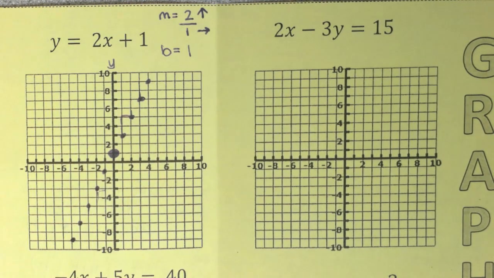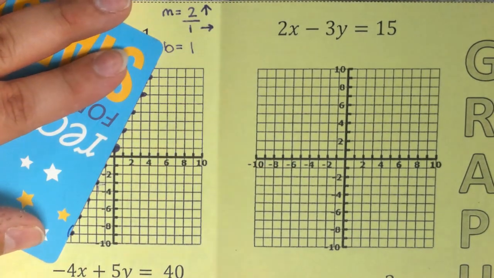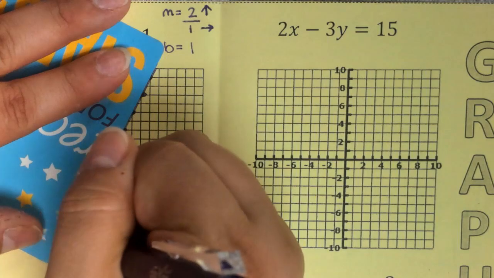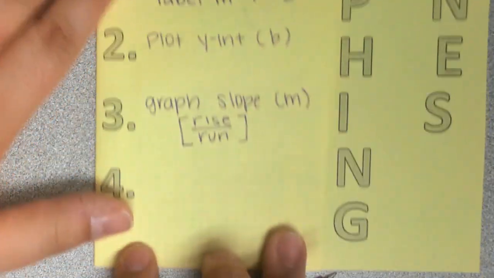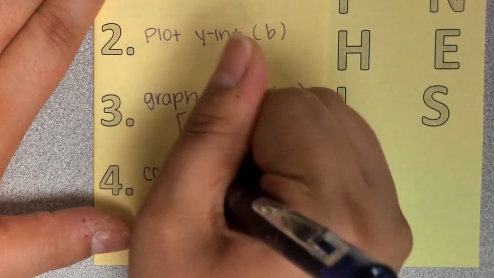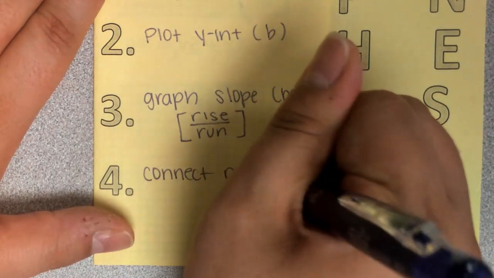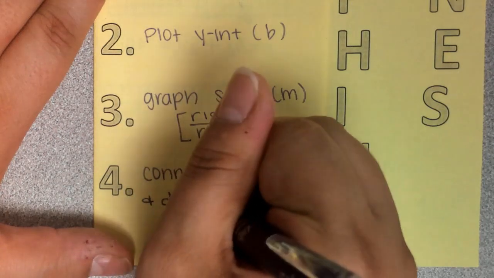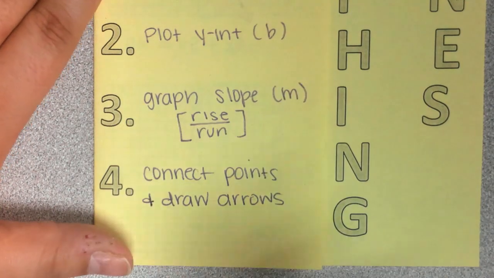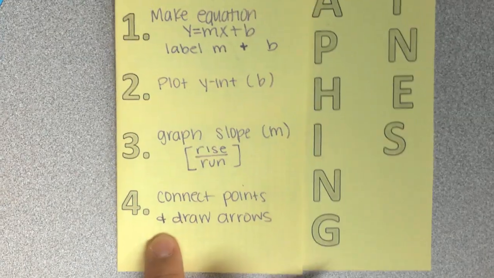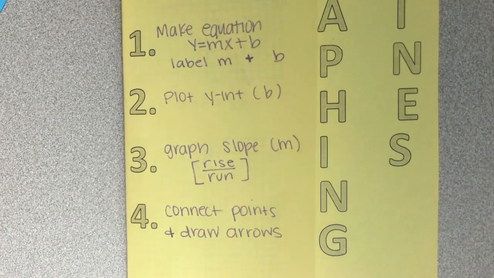And my last step, so we plotted the y-intercept, we graphed the slope, right? Last thing we got to do is what? 2 things. Connect the points and draw arrows. So that is step 4. Connect your points and draw arrows. Remember, that's an and sign. And those are our 4 steps to graphing lines.